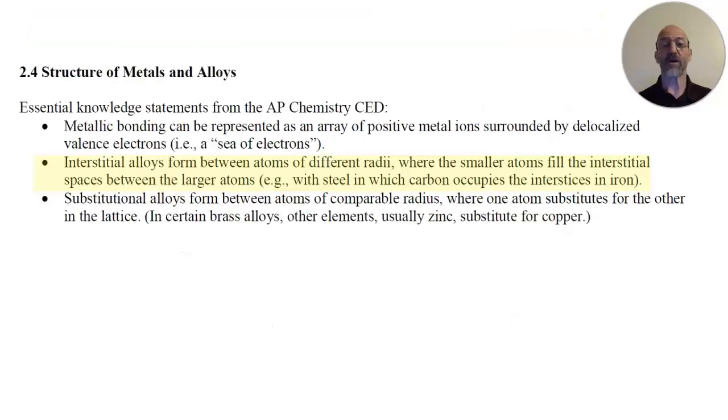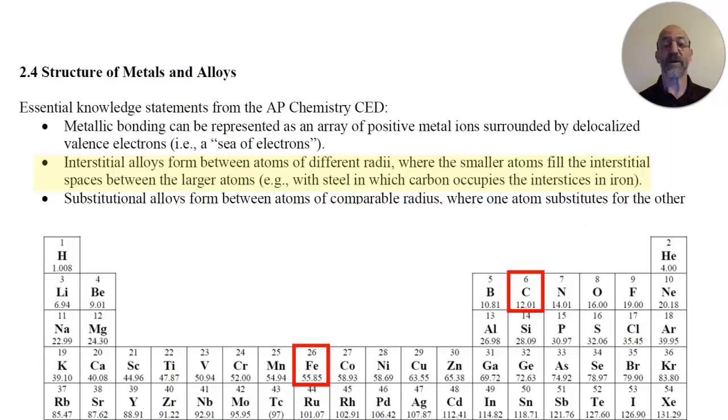So you may recall that the essential knowledge statement for interstitial alloys mentions steel. Well, steel contains iron and carbon. Let's look on the periodic table to see where these elements are located. Carbon is located in period 2, whereas iron is located in period 4. That means that carbon has fewer occupied electron shells, and iron has a greater number of occupied electron shells, and that explains the difference in size between carbon and iron.